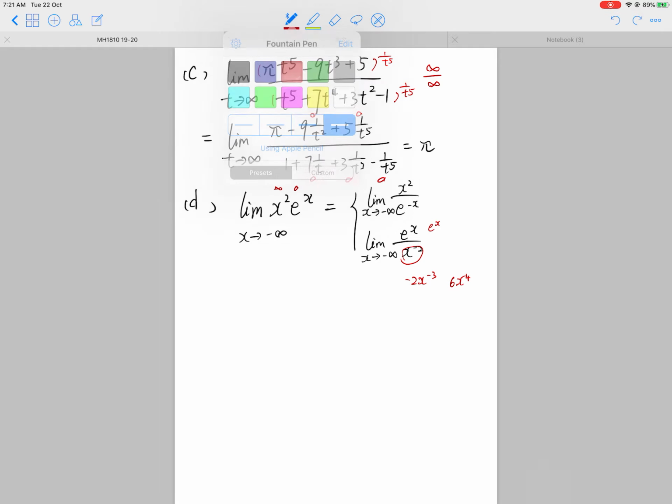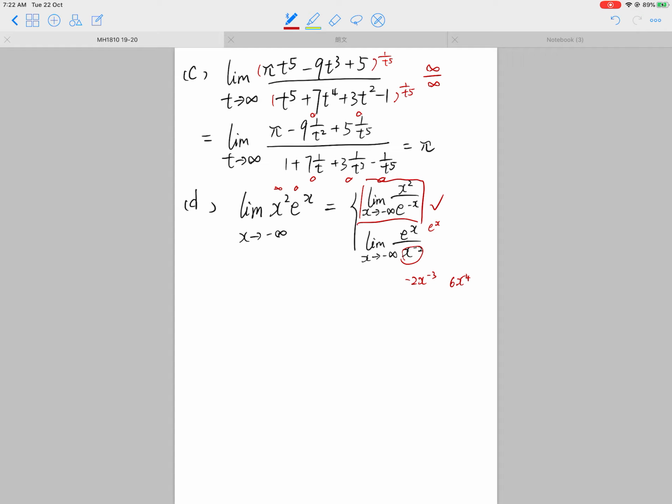So which one should we choose? This one should we choose to do. So we make it equal x squared over e to the power of negative x. X is approaching negative infinity. When x is approaching negative infinity, top is approaching positive infinity. Bottom is also approaching positive infinity. Positive infinity over positive infinity, we can use L'Hopital's rule, right?